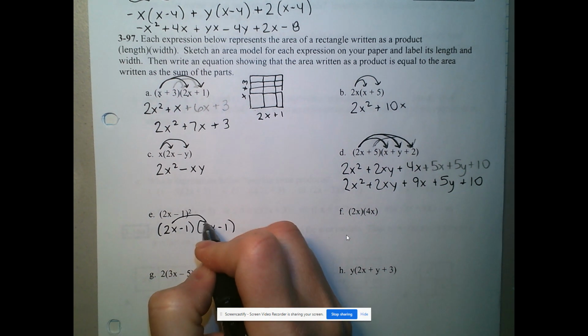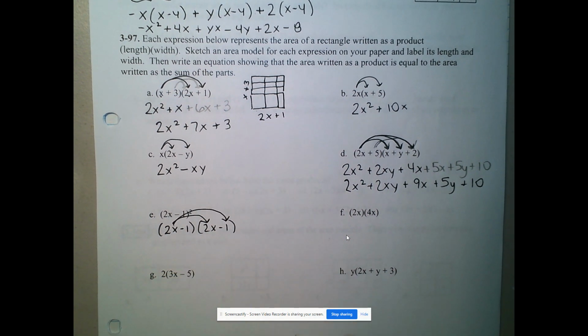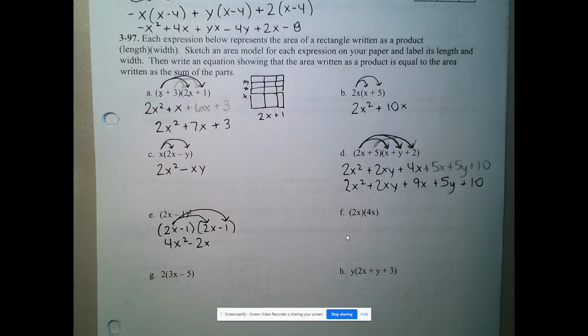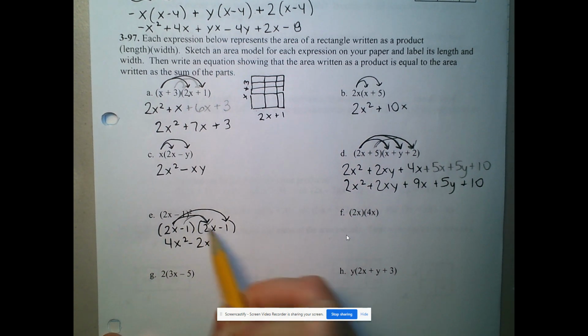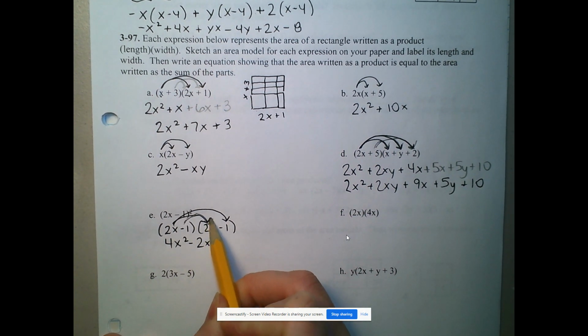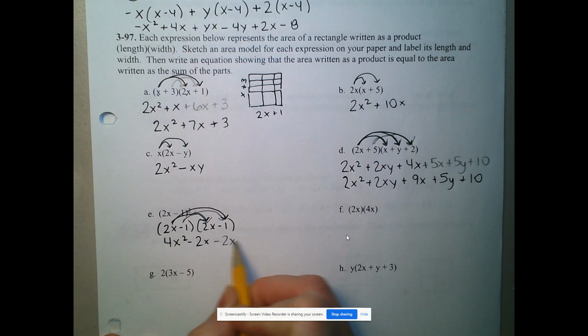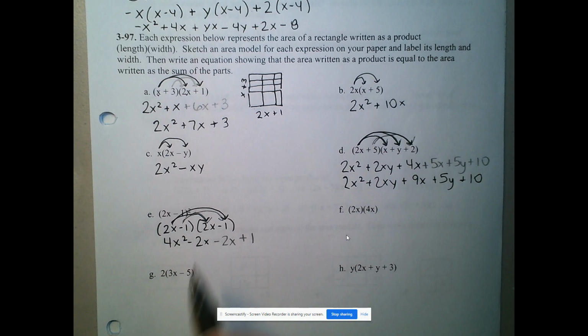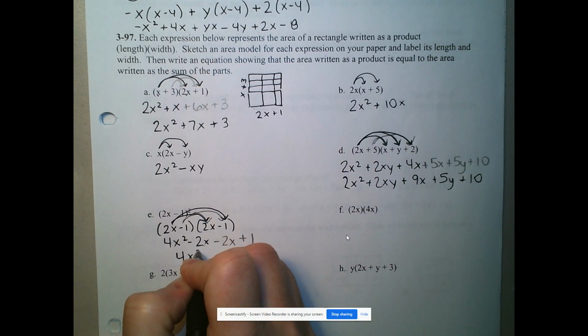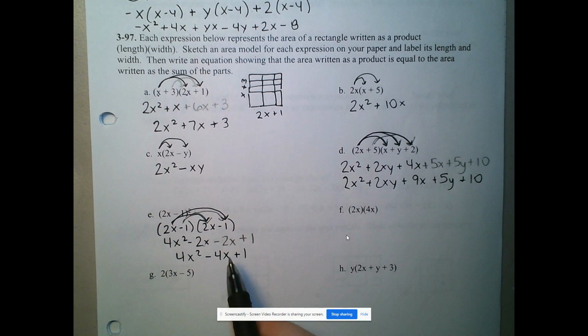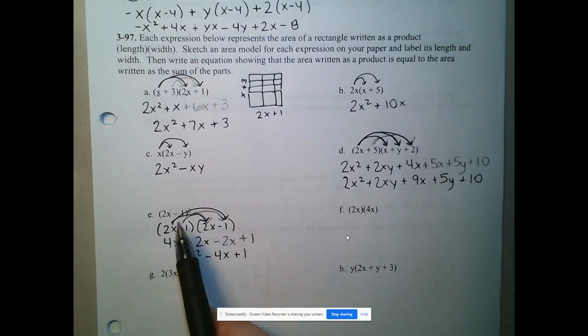So 2x times 2x and 2x times the minus 1. So I'm going to have 4x squared minus 2x. And then I'm going to do my second one, minus 1 times 2x and minus 1 times minus 1. So minus another 2x. And minus 1 times minus 1 would be plus 1. And so then I would have the 2 in the middle get combined for 4x squared minus 4x plus 1. Please do not try to do this without writing it out so that you get all of the terms.